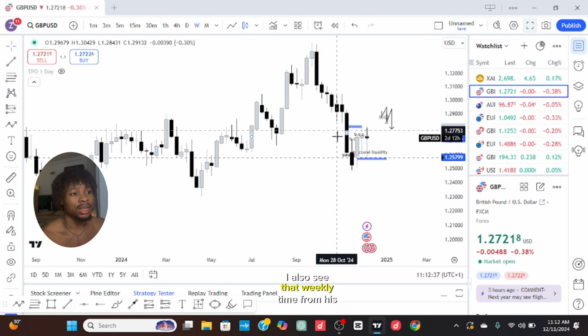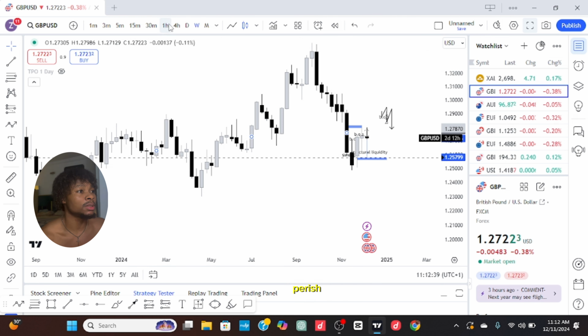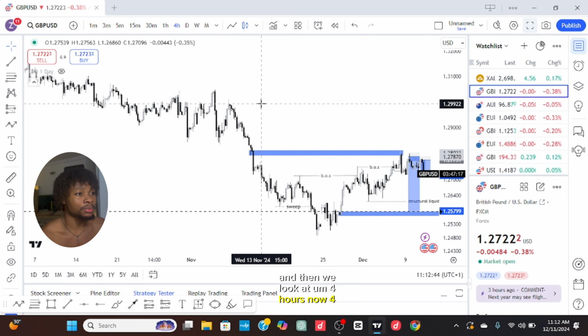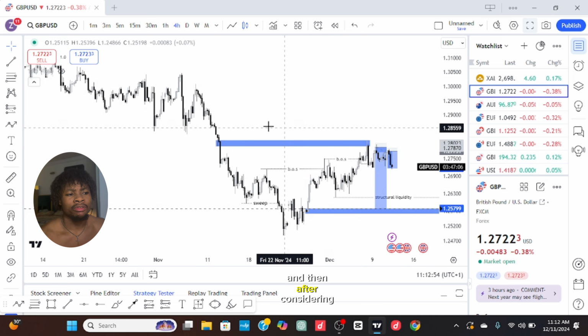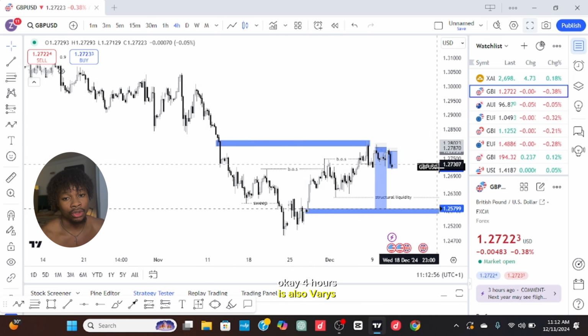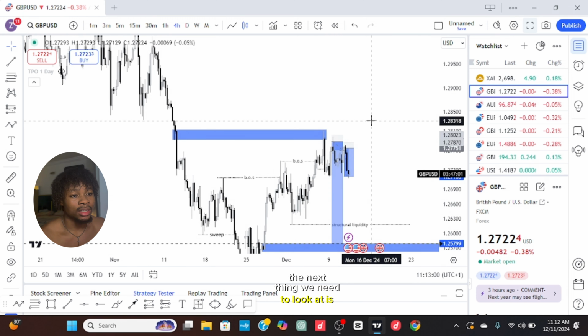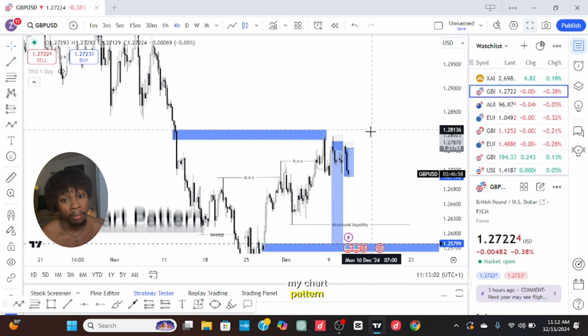I also see that weekly time frame is bearish, and then we look at 4 hours. Now 4 hours is where I usually make my decision to see what is going on, where to expect market to get to before I take my entry. And then after considering that, okay, 4 hours is also bearish, now the next thing we need to look at is my chart pattern.